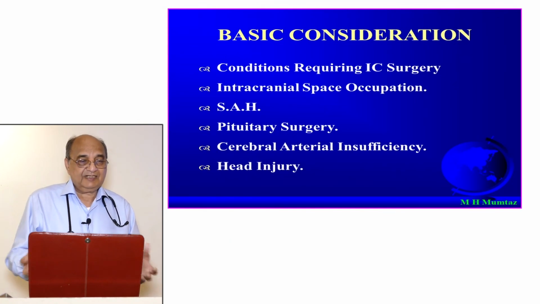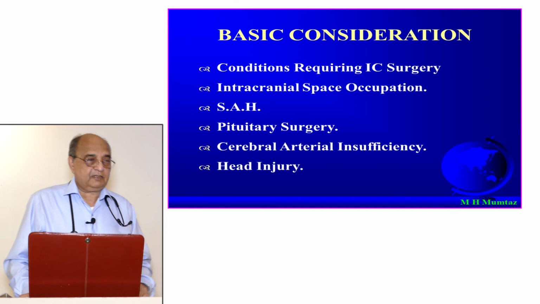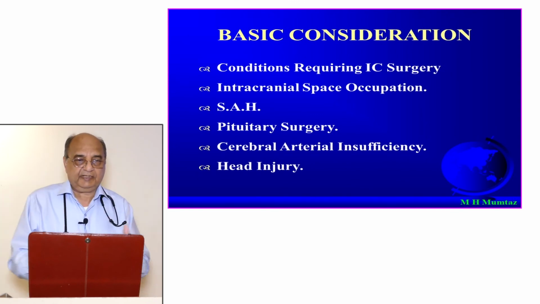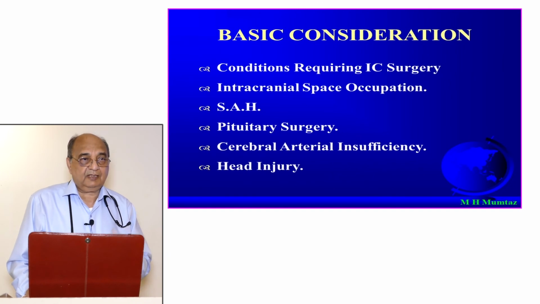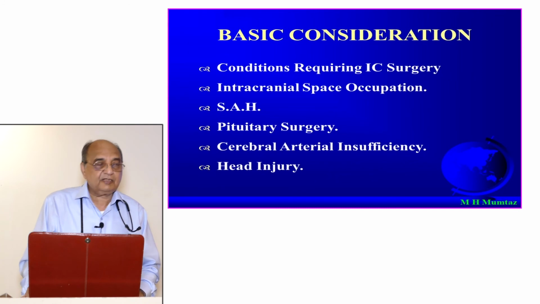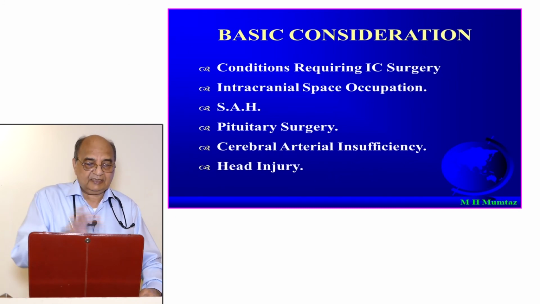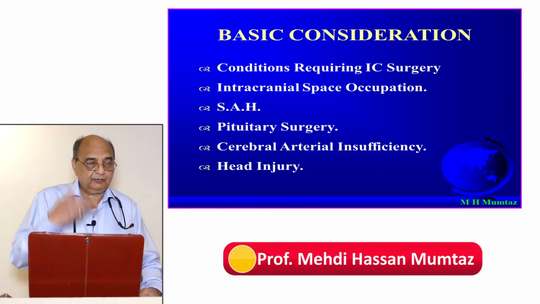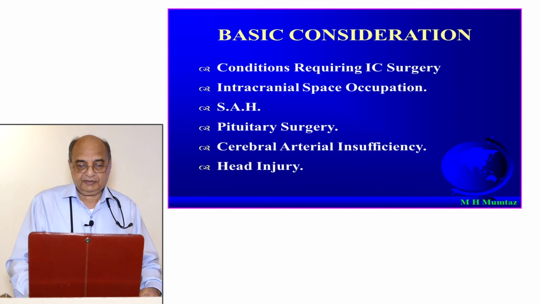What is the size of that, and whether it is compressing the normal brain or not. Then subarachnoid hemorrhage. Then pituitary surgery. Even if the rest of the brain is normal, they are operating on the pituitary, which has some special consideration. Then cerebral arterial insufficiency, and then head injury. All these things one has to keep in mind when you are anesthetizing the patient for these particular conditions.